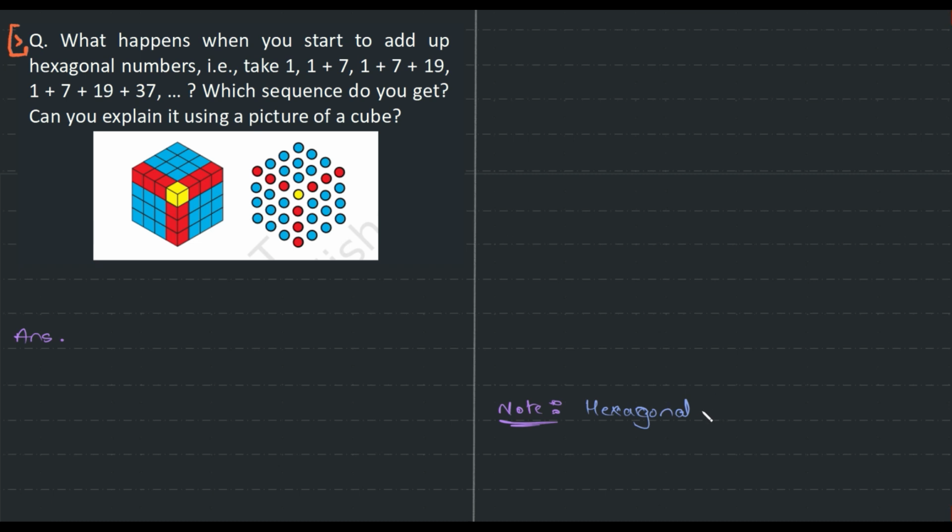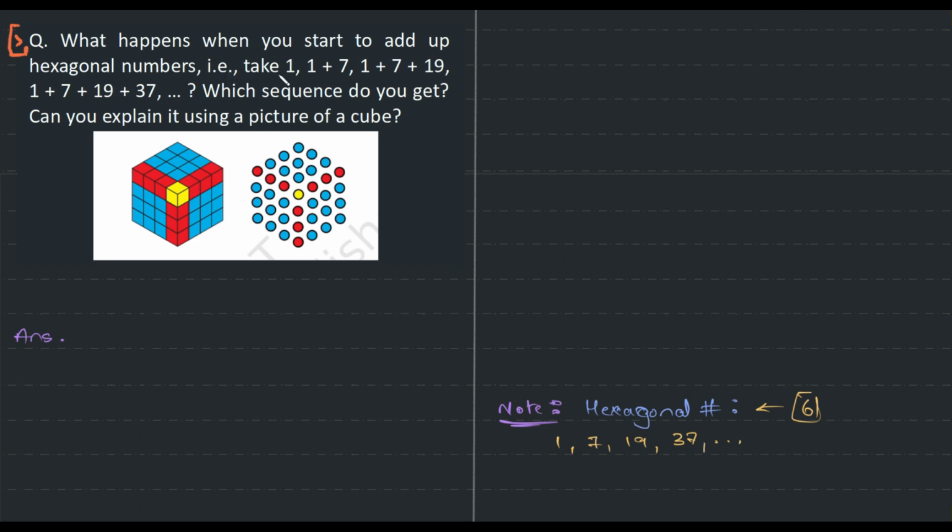Hexagonal numbers. Okay, so this has to do with 1, 7, 19, 37, so on and so forth. Sorry, my bad. These are your hexagonal numbers. Hexagonal means 6. Remember? Hexagon has to do with 6.